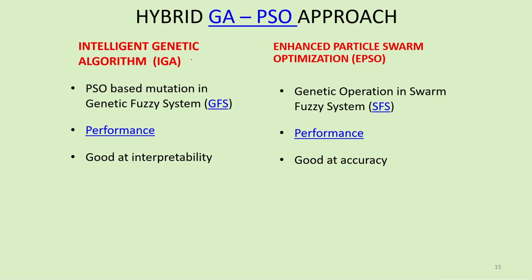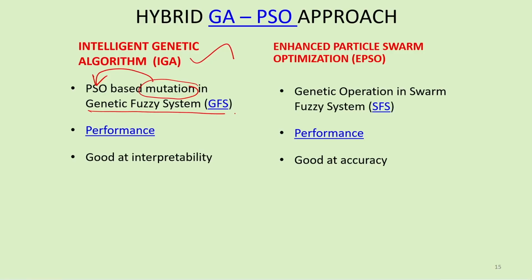Even though PSO is powerful, and the genetic algorithm is also treated as a powerful algorithm for optimization, each has its own pros and cons. So what one can do is try a hybrid GA-PSO approach. We may treat it as an intelligent genetic algorithm. Why is it intelligent? Because a new kind of mutation operation can be introduced that is inspired by the PSO operation.